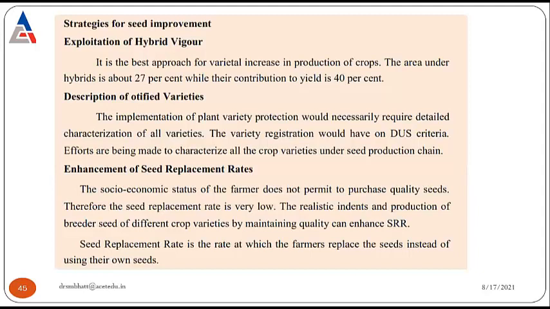You can explore the quality of hybrids, the best approach for varietal increase in production of crops. And if you see, the area under hybrids is about 7% with a contribution of 20%. Now the description of notified varieties, implementation of the plant variety protection, we have discussed last week that an act has been launched on plant variety protection, and this necessarily requires detailed characterization of all the varieties. Then you have more scope of improving the varieties, and such improvement will lead to the development of crop varieties in this chain.